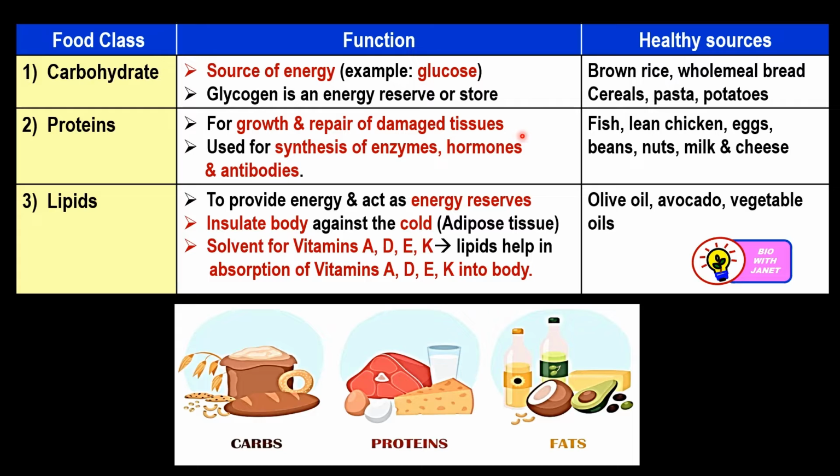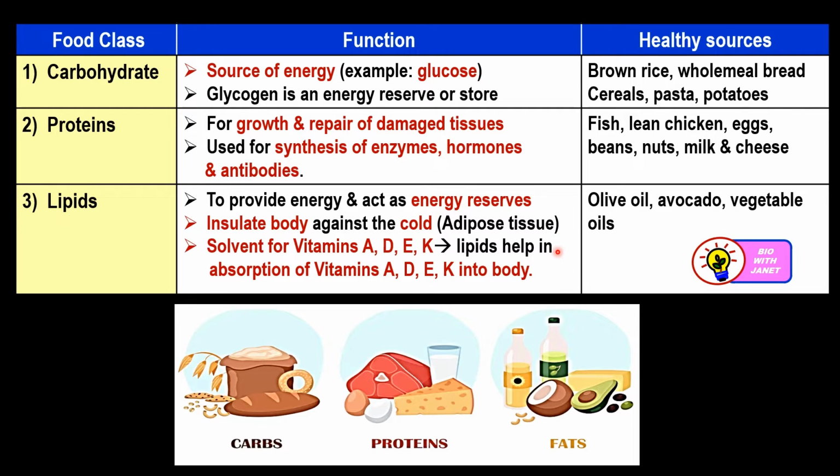Proteins are important for growth and repair of damaged tissues, and they are also used to synthesize enzymes, hormones, antibodies, and hemoglobin. Think of HEA: H for hormones, E for enzymes, A for antibodies, and H for hemoglobin. Lipids are used to provide energy, and they act as energy reserves. They are stored in the skin in the adipose tissue. So they help to insulate the body against the cold by preventing heat loss from the body.